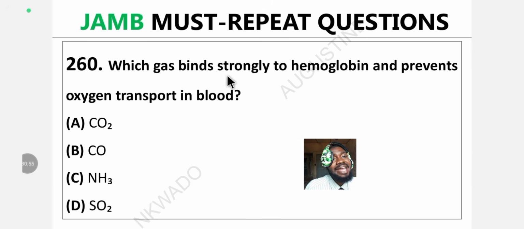Question 260. Which gas binds strongly to hemoglobin and prevents oxygen transport in the blood? A. Carbon 4 oxide. B. Carbon 2 oxide. C. Ammonia gas. D. Sulfur 4 oxide. What's the answer? I just taught you. Please drop the answer in the comment section, my scholar.